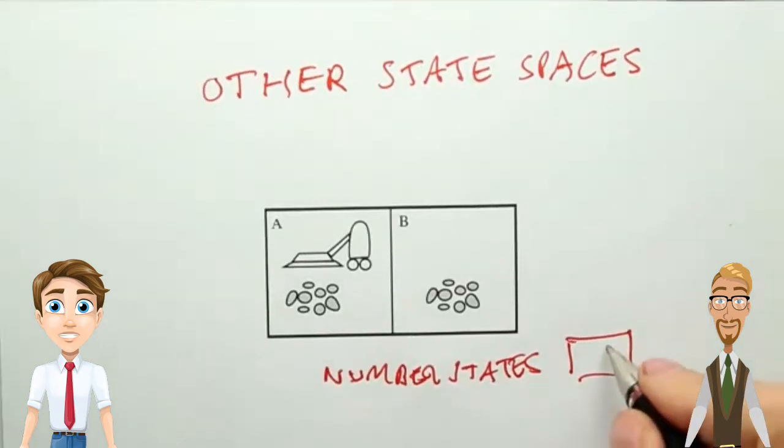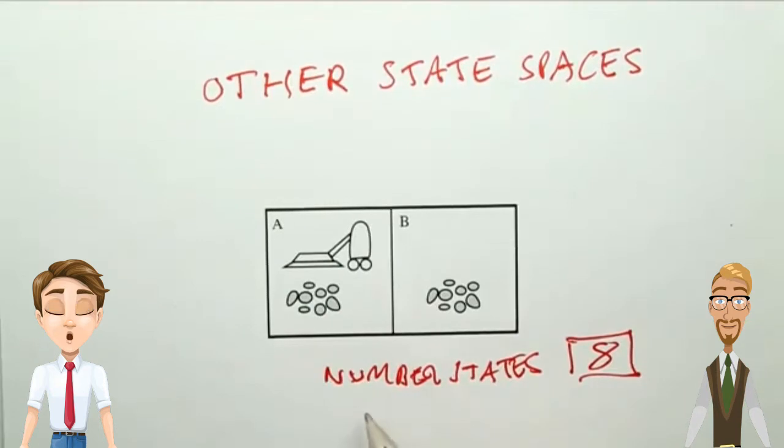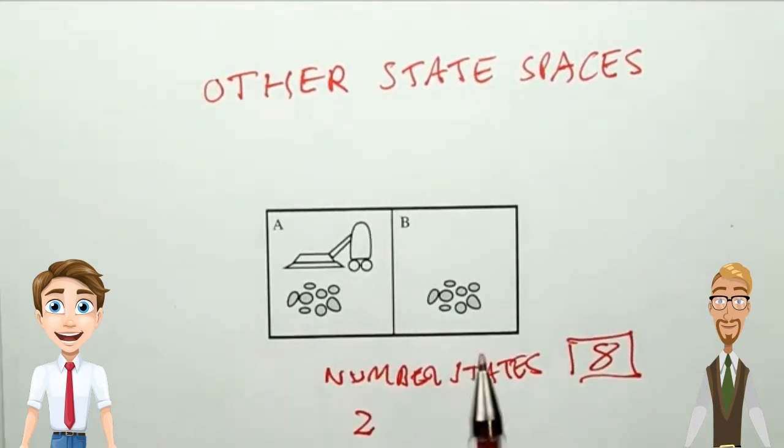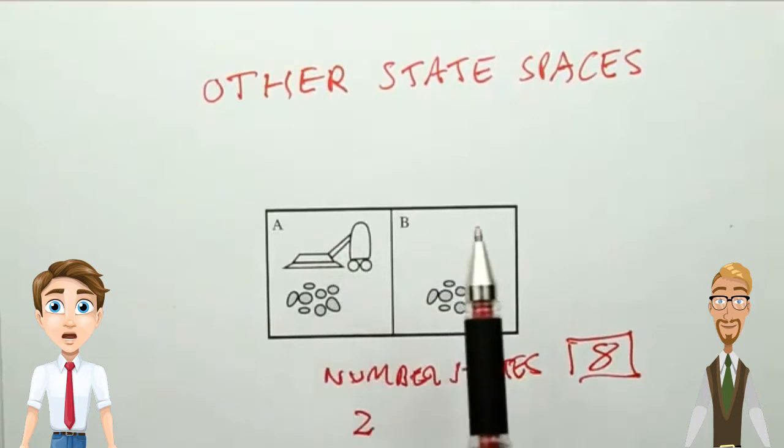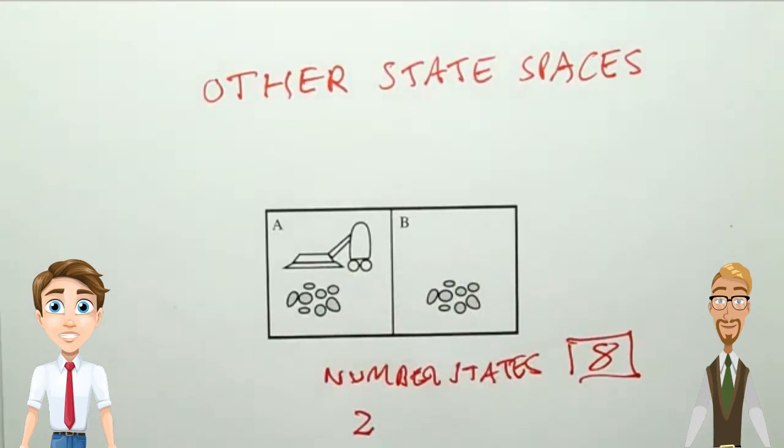And the answer is there are 8 states. There are 2 physical states that the robot vacuum cleaner can be in, either in state A or in state B. But in addition to that, there are states about how the world is, as well as where the robot is in the world. So, state A can be dirty or not. That's 2 possibilities. And B can be dirty or not. That's 2 more possibilities. When we multiply those together, we get 8 possible states. The number of states is 8, computed from 2 times 2 times 2.